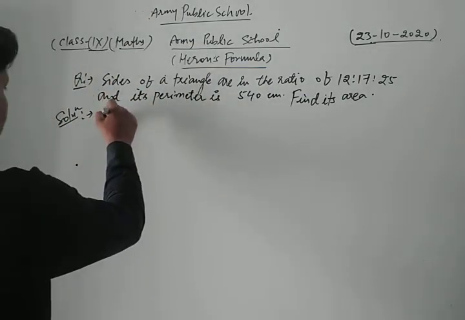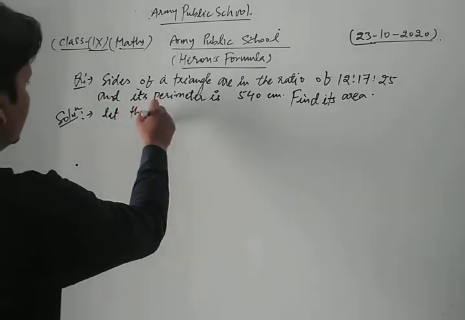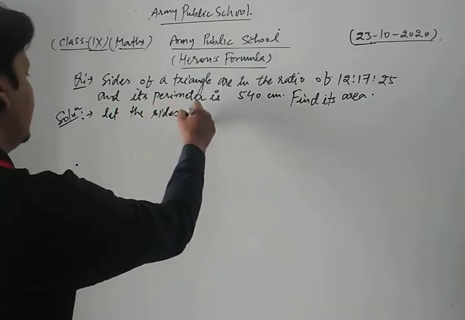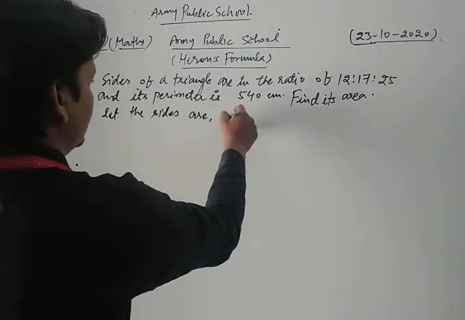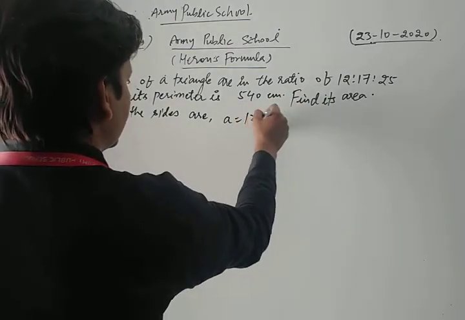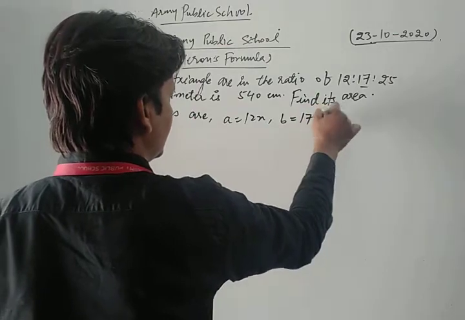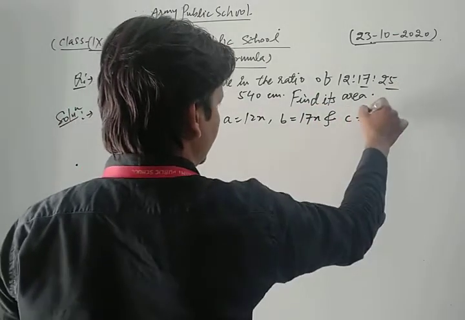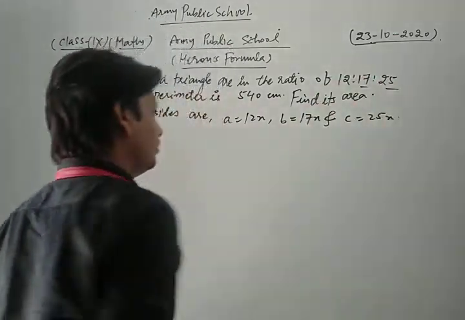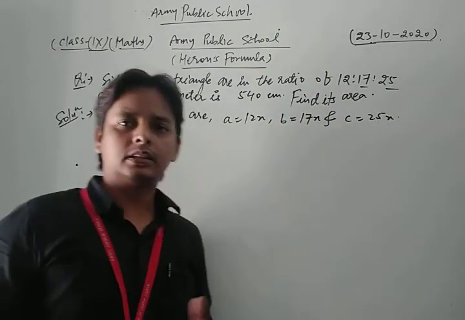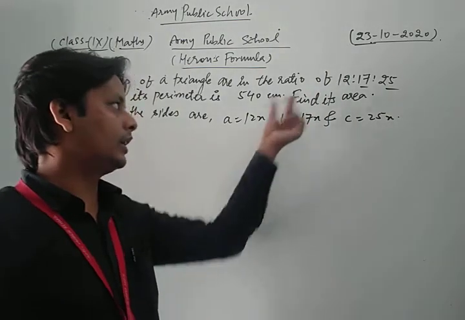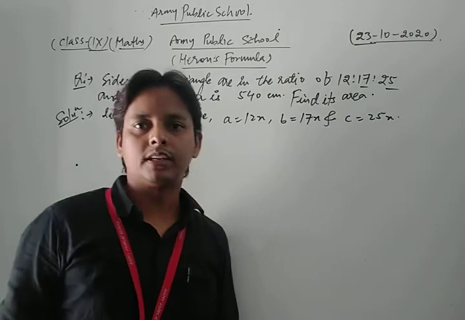First of all, let the sides be a equal to 12x, b equal to 17x, and c equal to 25x. Because these are in ratio, we take them as 12x, 17x and 25x respectively.